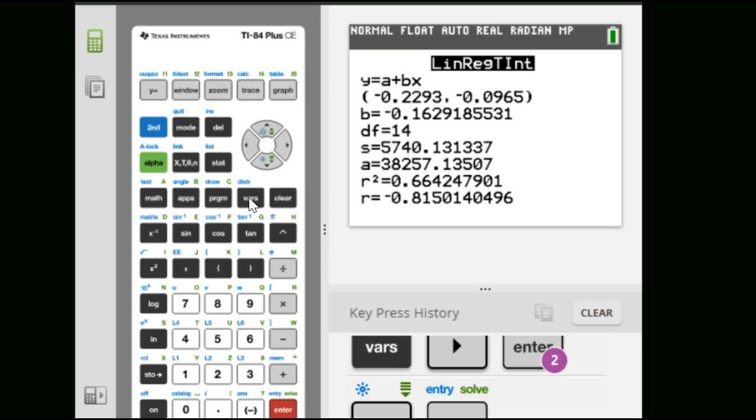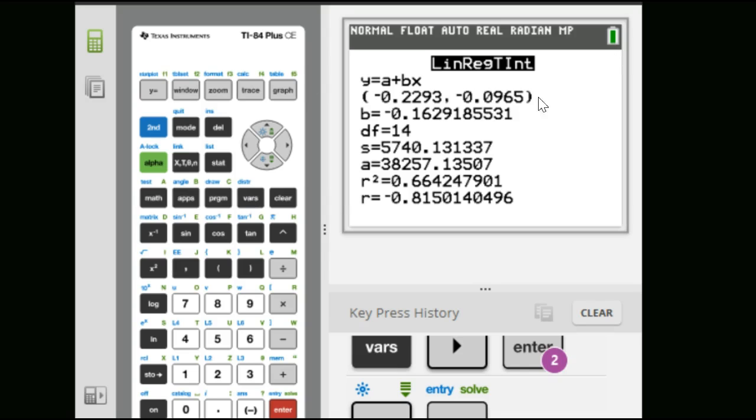So what I'm getting here is my confidence interval, right? So I'm 95% confident. The point estimate for the slope is negative 0.16. So that means I'm losing 16 cents for every mile driven on average. So the actual amount that I'm losing per mile driven on average is somewhere between 22 cents and 9 cents per mile, maybe 23 and 10 cents per mile.